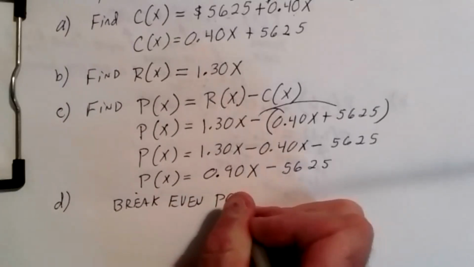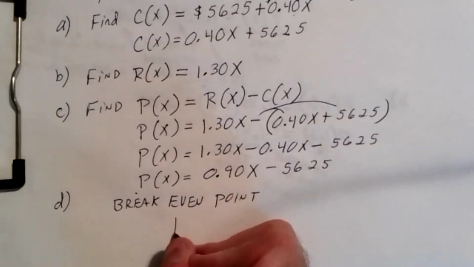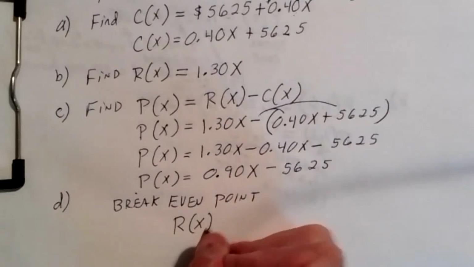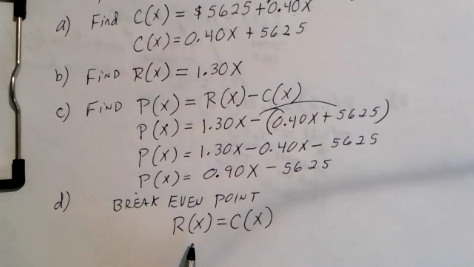Okay, so ladies and gentlemen, break-even point occurs when your revenue is equal to your cost. When your revenue, the money you're bringing in, is equal to the money you're laying out in cost, you have broken even. That's called the break-even point. You're not making money, but you're not losing money either. They want us to find that break-even point.